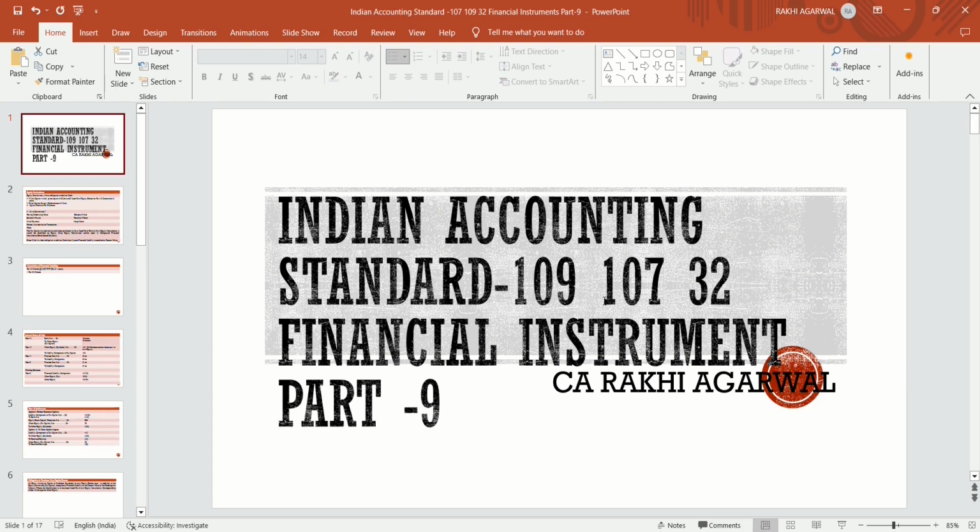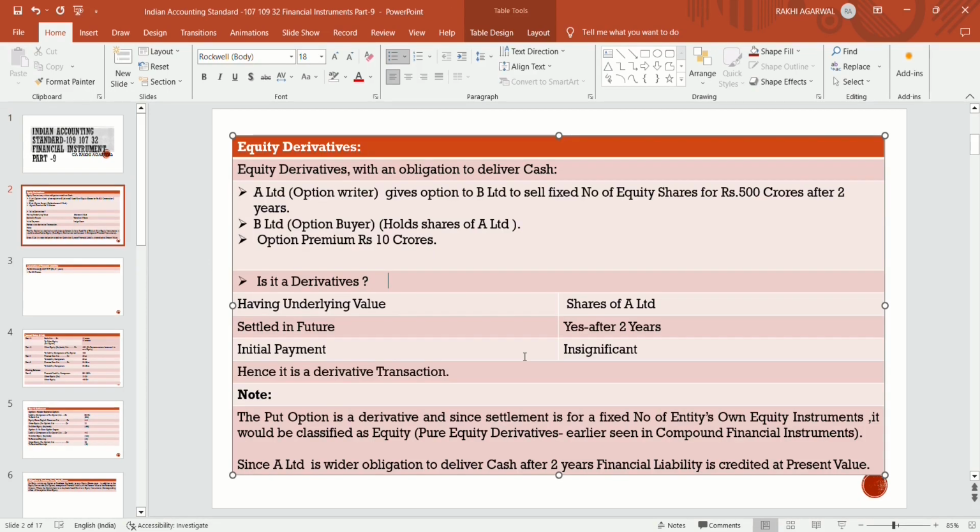Ind AS 109, 107, 32 which talks about financial instruments, part 9. So in the previous session we had discussed the derivatives and the features of derivatives. Then we had discussed, along with various examples, the definition of derivative. We had discussed the characteristics of derivative. Then we had discussed own-use agreements: in case it is net settled, then it is a derivative; in case of gross settlement of a non-financial instrument, it is not a derivative.